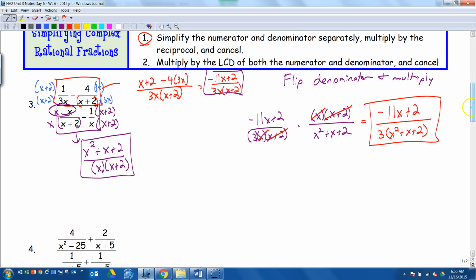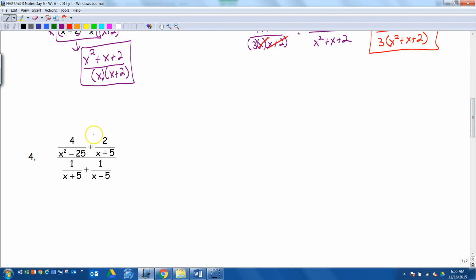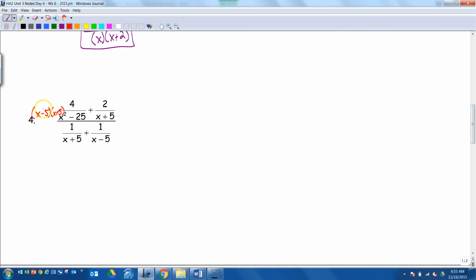That's method 1. Method 2 is figuring out what the LCD is of the whole problem. For example, if you look at number 4 here, we know that this bottom is x minus 5 and x plus 5. This one has an x plus 5, these have x plus 5s and x minus 5s, which means that the second method is to multiply the whole thing by the common denominator. So the top is going to get an x plus 5 and an x minus 5, and the bottom is also going to get multiplied by the LCD. And when you multiply these things, you're multiplying them to the tops of the fractions. So this goes to the 4 and the 2, this goes to the 1 and the 1.